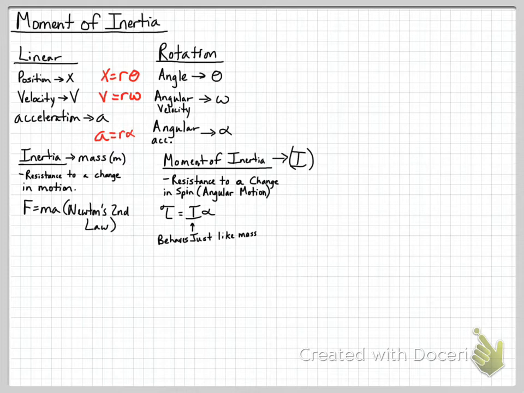So basically, just like with Newton's second law, the more mass I have, the harder it is to accelerate that object. With moment of inertia, the more I, or moment of inertia, that I have, the harder it is to change the angular velocity and get the object to spin. Or if it's spinning, it's harder to get it to stop, and the torque that is required to do that depends on that moment of inertia.